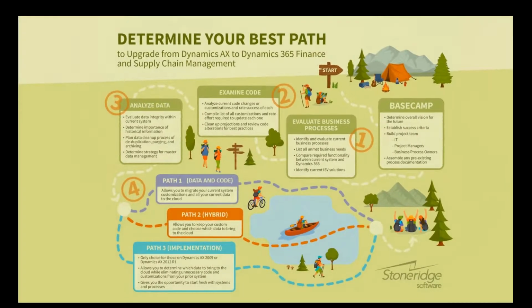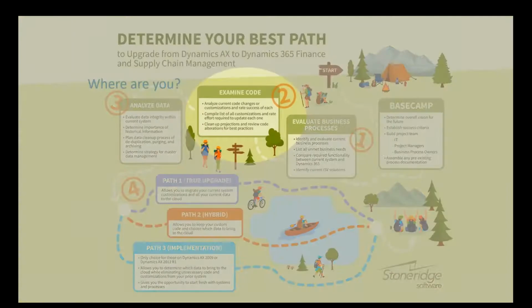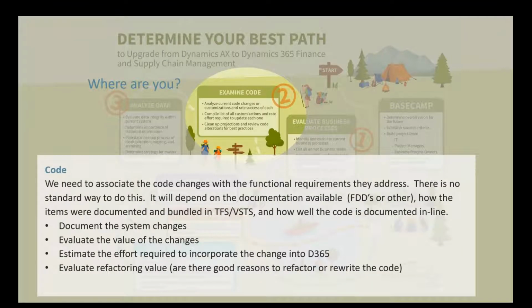So once we've gone through all of that, obviously we've done our business processes. The next thing really is to go through and start examining the code. And this is my personal favorite because I'm a very technical individual by nature. But really what we're trying to do here is look at the code. So we've looked at the process. We've identified hopefully as much as possible the code that's there.